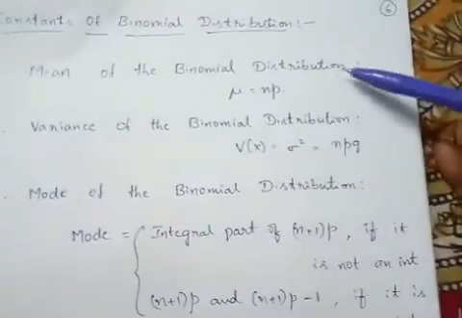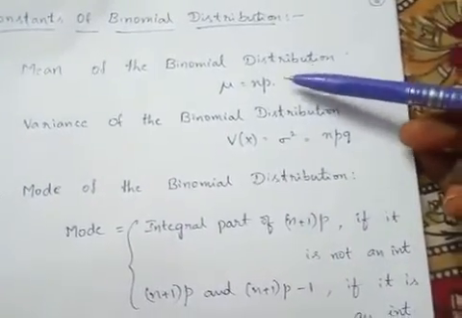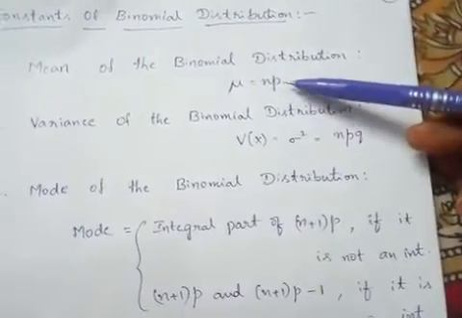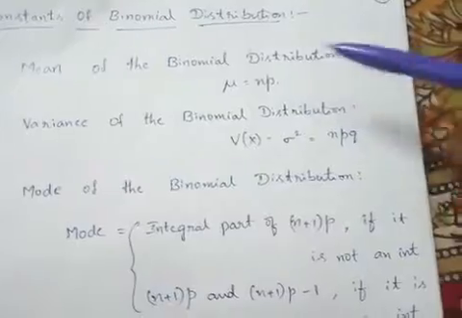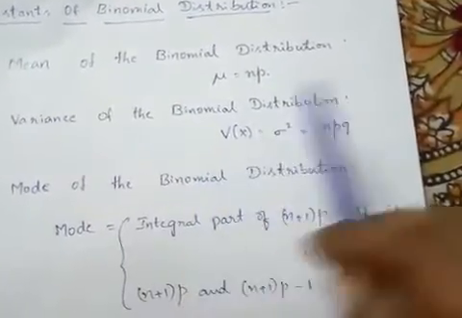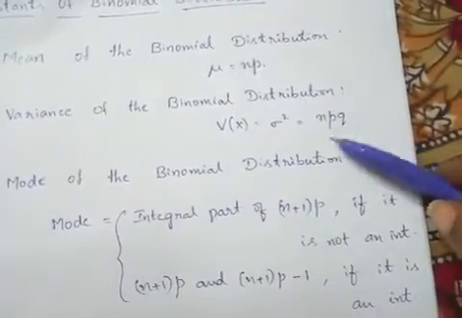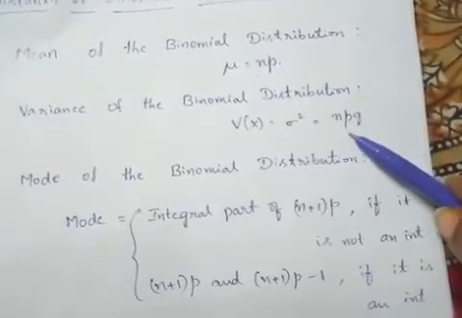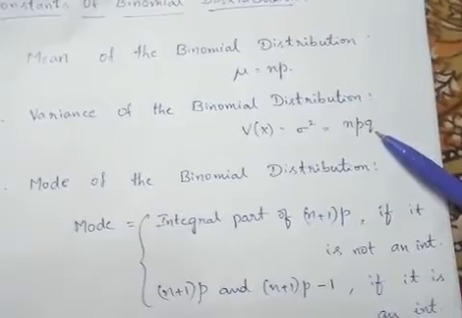The mean of the binomial distribution is mu. The formula is np, where n is the number of trials and p is the probability of success. The variance of the binomial distribution is npq. Here n is the number of trials, small p is the probability of success, and small q is the probability of failure.